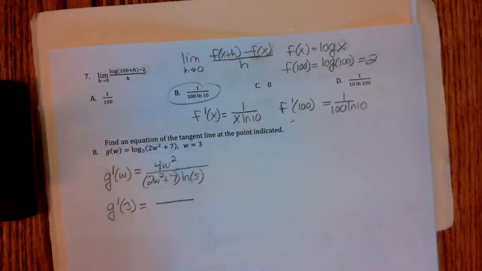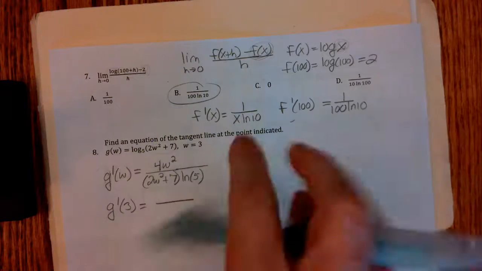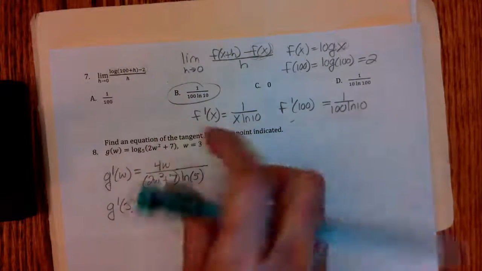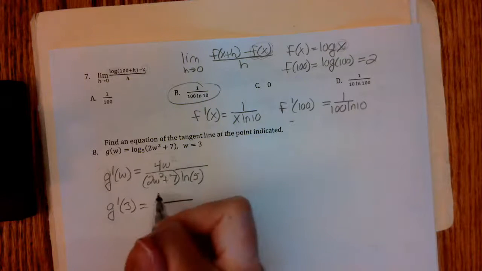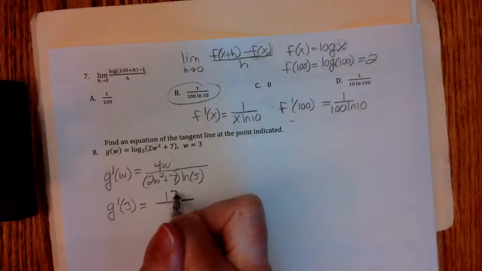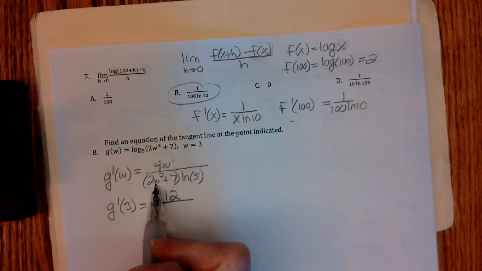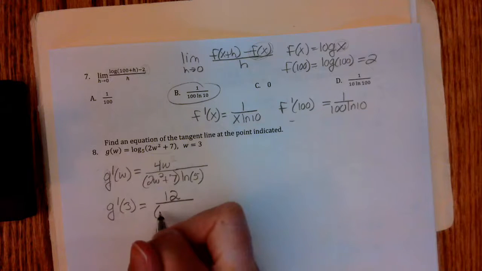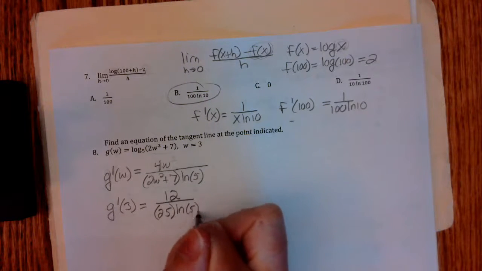All right, g prime at 3. 4 times, oops, another mistake. That's just 4w. 2w squared, 4w. So 4 times 3 is 12 divided by 3 squared is 9, times 2 is 18, plus 7 is 25, times the natural log of the 5.